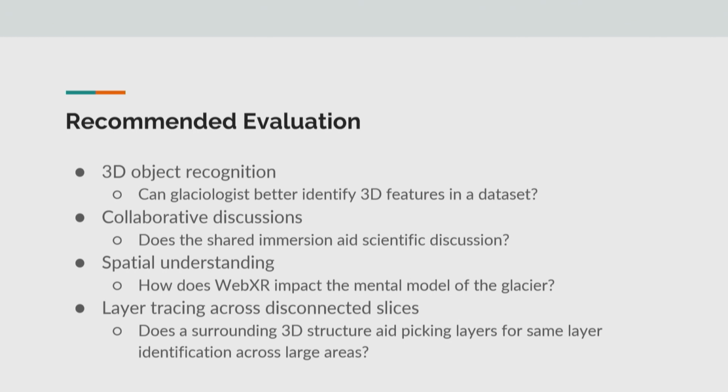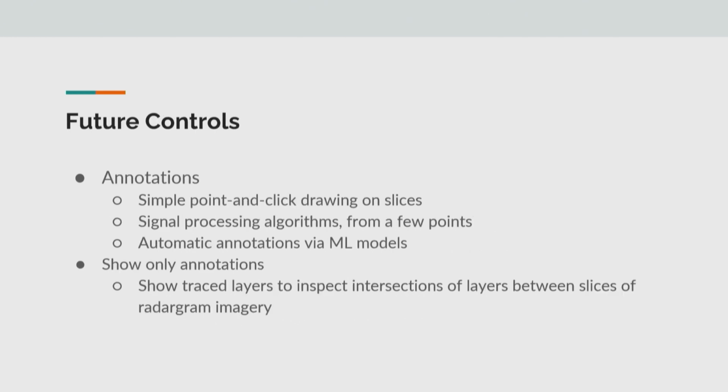And then also layer tracing across disconnected slices. So this is what I was talking about earlier. You have the layers being traced at intersections and going through the volume. So one thing we'd like to do is have that annotation and then be able to hide all the underlying radargrams, so you can just look at your annotation and see, oh, are my lines matching up or not? And have I picked the same layer throughout a large area? So again, some future controls that would be really cool to add. There's a lot you can add to make it a very robust tool.